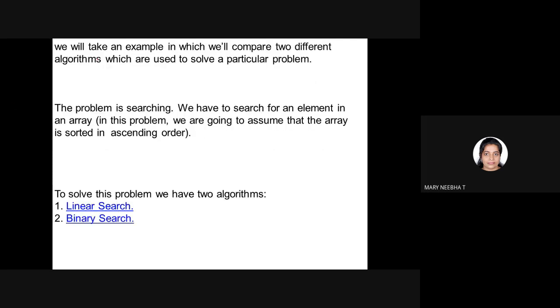So we'll take one example. We'll compare two different algorithms which are used to solve a particular problem, like linear search and binary search. In your C++ last unit, you have studied linear search and binary search, right? So we'll take the two algorithms, and once again, I'm explaining this with linear search and binary search.